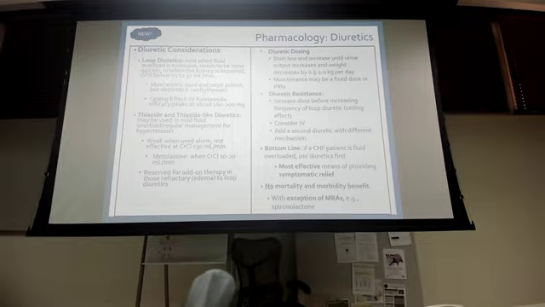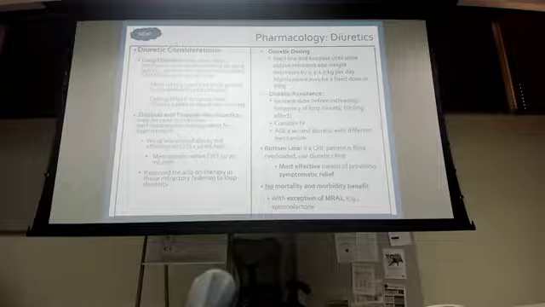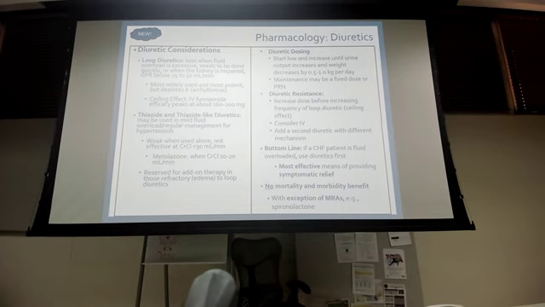Potassium loss, right? Loop, you're going to lose a lot of those electrolytes and minerals. So need to be careful with that. And as I'm studying, I'm making sure I know which ones are going to cause me to retain potassium and get hyperkalemia, and which ones are going to help me to excrete potassium and could actually lead to hypokalemia.